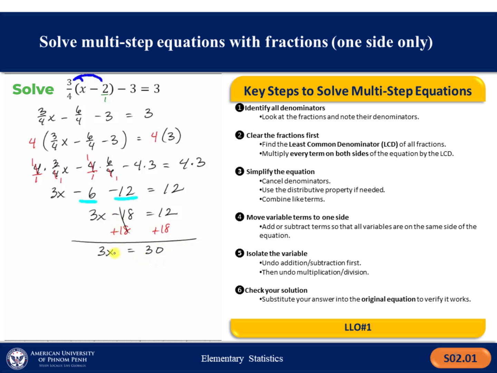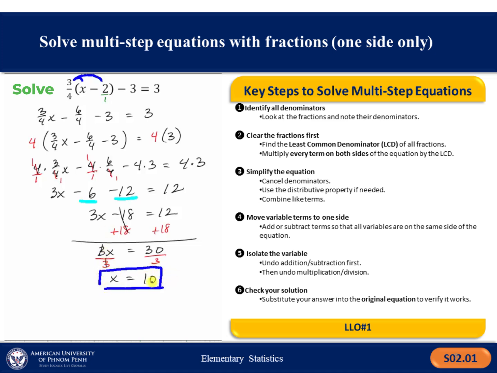The last step is to multiply or divide in order to isolate the variable. And since 3x means 3 times x, to undo the multiplication, we divide both sides by 3. Simplifying, 3 divided by 3 simplifies to 1. 1 times x is x. We have x equals 30 divided by 3, which is 10. The solution to the equation is x equals 10.